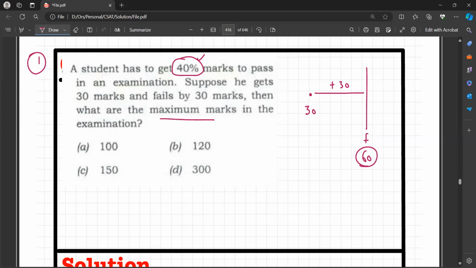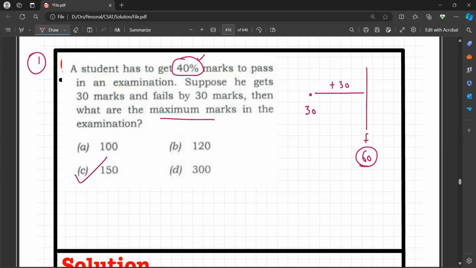Now, what are the maximum marks in the examination? 40% of what will give you 60? You can see 40% of 150 will give you 60. So the answer would be 150. Had it been 300, the answer would have been different. Had it been 120, the answer would have been different. Had it been 100, the answer would have been different.